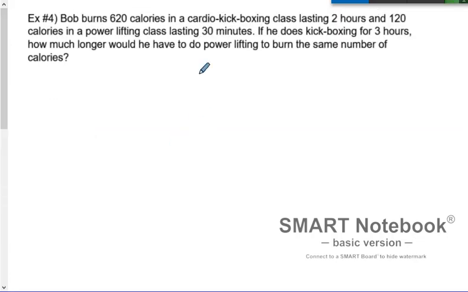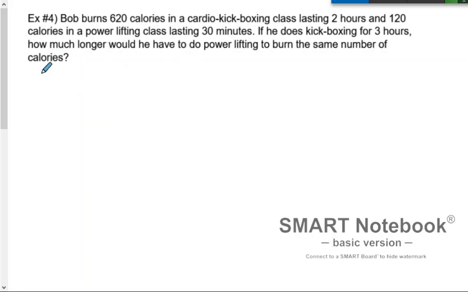So example number 4, Bob burns 620 calories in a cardio kickboxing class that lasts 2 hours and 120 calories in a powerlifting class that lasts 30 minutes. So if he does kickboxing for 3 hours, how much longer would he have to do powerlifting to burn the same number of calories? Okay, so he's kickboxing for 3 hours. How long would he have to powerlift in order to burn the same amount?